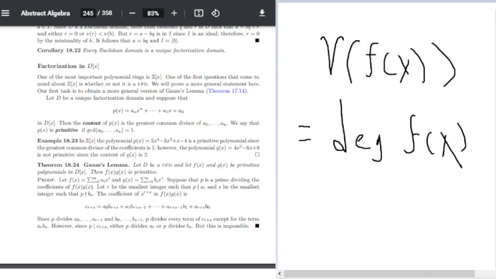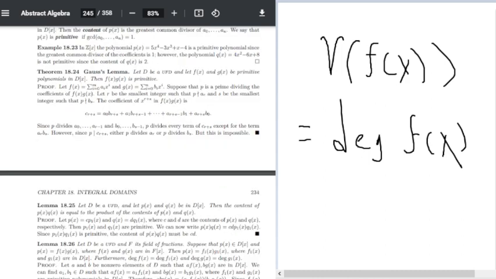Example 18.23. In Z[x], the polynomial p of x is equal to 5x^4 minus 3x^3 plus x minus 4 is a primitive polynomial since the greatest common divisor of the coefficients is 1. However, the polynomial q of x is equal to 4x^2 minus 6x plus 8 is not primitive since the content of q of x is 2.